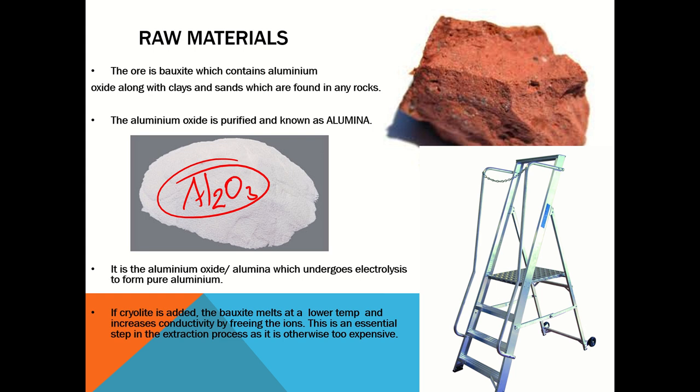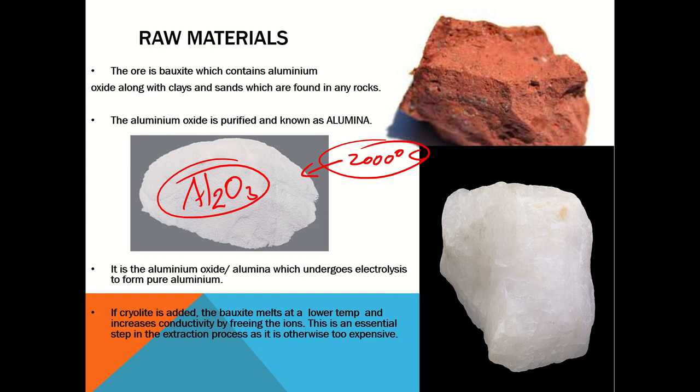So, as I said earlier, we take this aluminium oxide, which melts at about 2000 degrees Celsius, which is way too high, makes the process way too expensive and extremely dangerous. We dissolve that into a compound called cryolite, which is on the board now. And when we melt those two together at about 900 degrees Celsius, that allows for the aluminium oxide to melt.